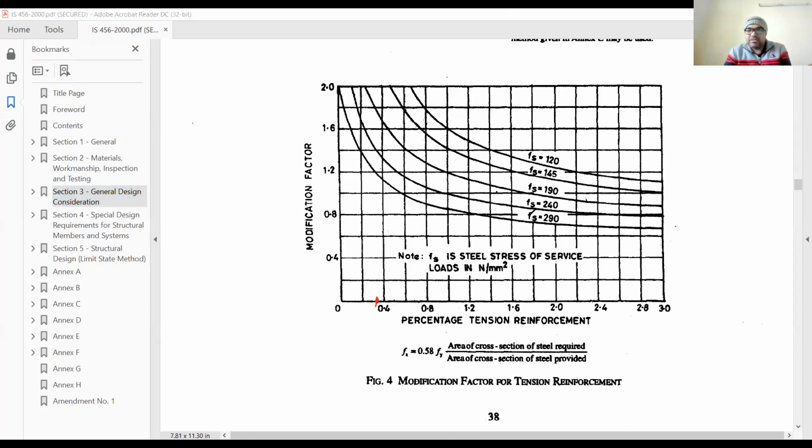somewhere here. Similarly, the Fs curve will be between 240 and 290. Our value is 230, so it will be somewhere here. So moving this curve along the 240, it is going something like this. Similarly, if we project the curve along with the 0.3 percentage, it will go somewhere like this. So the value will look like here. It will be around 1.5.